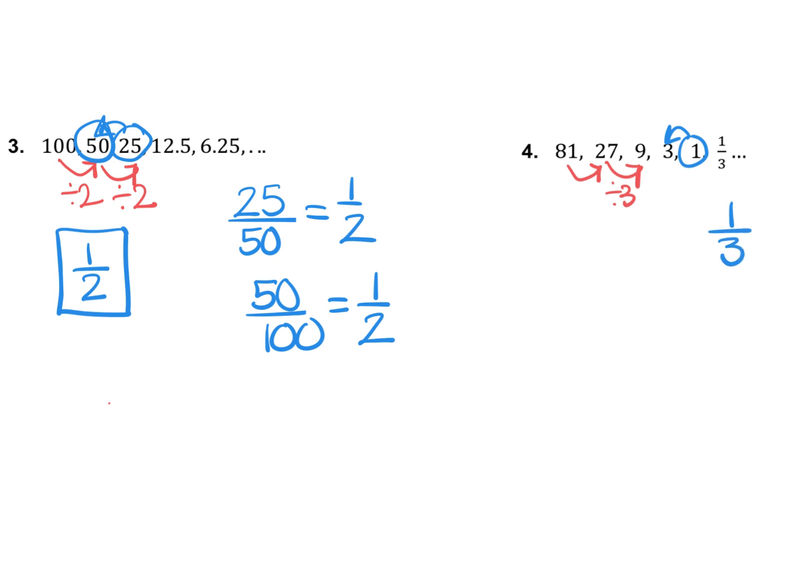And notice we have 1/3. I could take this term and divide it by the previous term. 3 divided by 9 is equal to 1/3 as well. And also, taking a third of something is the same thing as dividing by 3. So our common ratio here is 1/3.